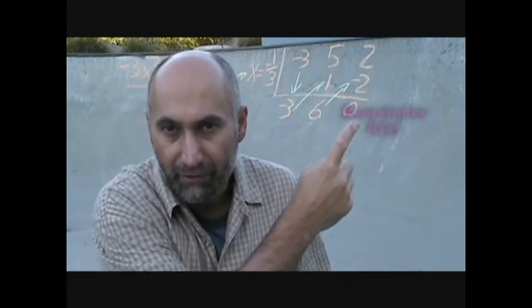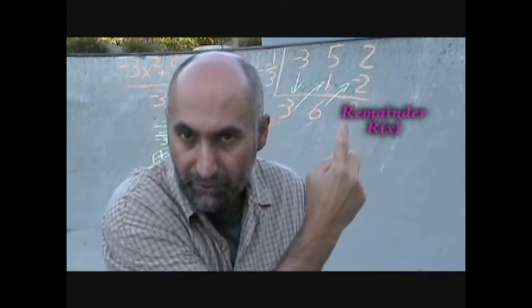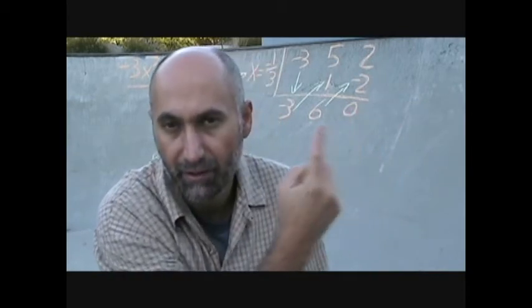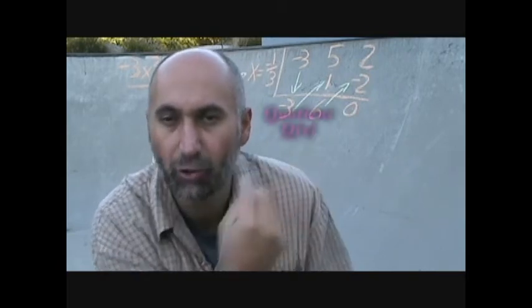This guy is our remainder. Whatever ends up being the last term in the synthetic division, that's going to be our remainder. Right now our remainder is equal to 0. And these guys, negative 3 and 6, that's our quotient.